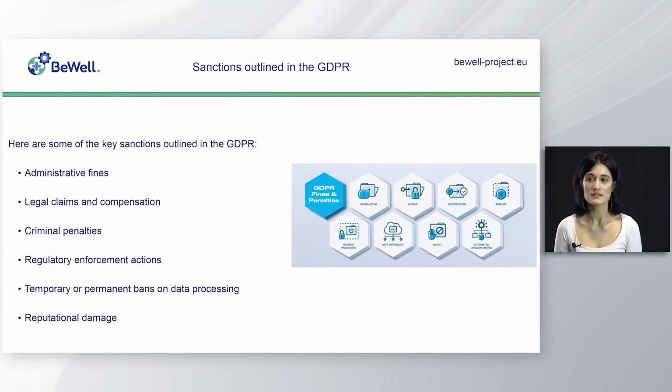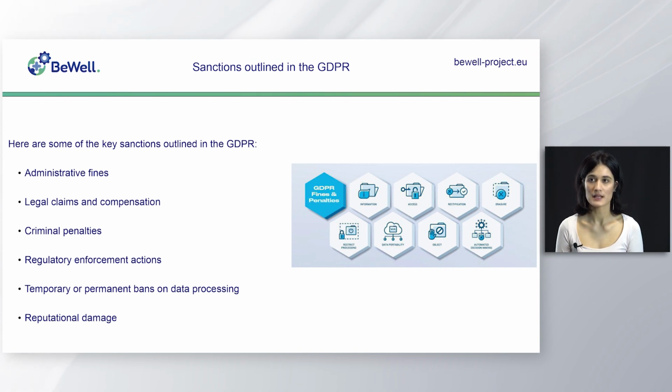Administrative fines. These empower regulatory authorities to impose administrative fines on organizations that violate data protection laws. Legal claims and compensation. This can include financial losses, reputational damage, emotional distress, or other harm caused by unauthorized processing. Criminal penalties. This can include imprisonment, substantial fines, or both. Regulatory enforcement actions can issue warnings, reprimands, or orders to cease the unlawful processing of data.